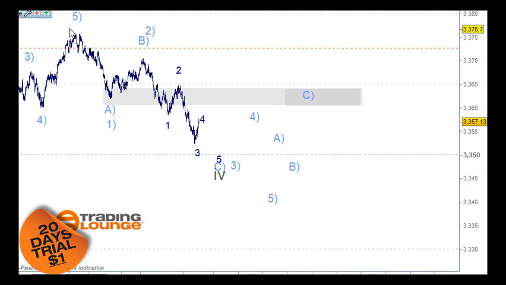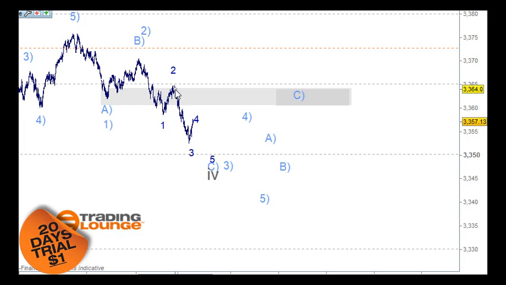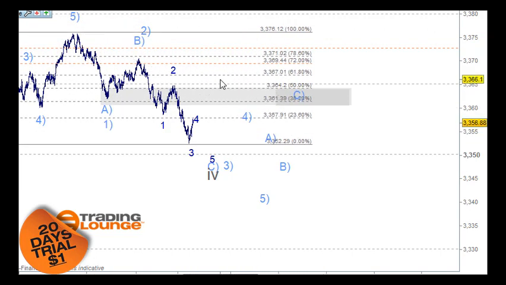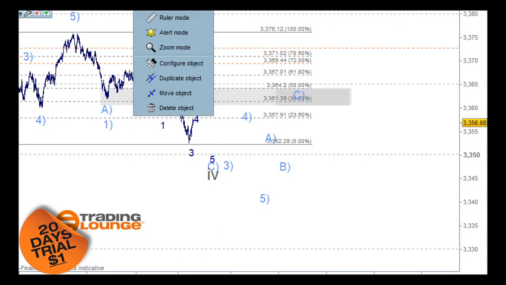I mean, you might want to think of counting this as 1 and 2 and 3 and 4 and 5, but the wave 4 here overlaps this here. That's the problem with that. But that could also be the case as well. That wouldn't be the first time that sort of thing happened. In that case, what you'd need to do is just look at the top here and the bottom here and say, well, this is the 61.8% up here.